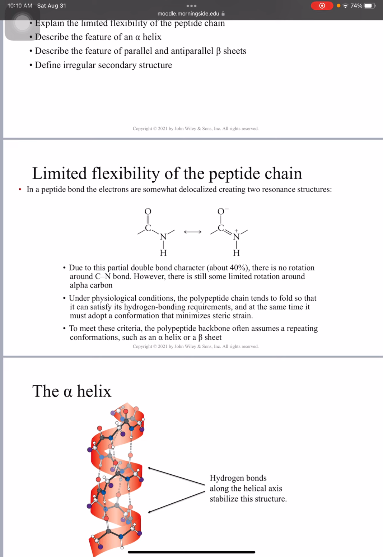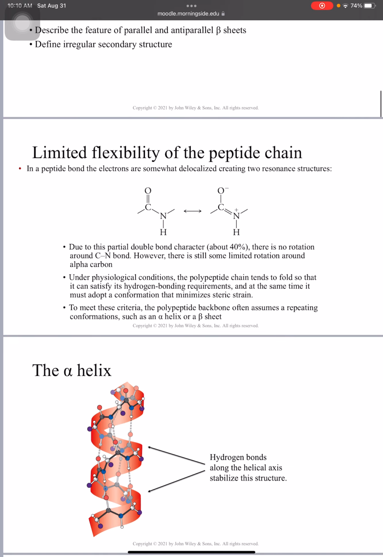You do still have some other single bonds within the peptide backbone that can rotate, right? So it's kind of a balance here. You have some mobility, but it's limited. Basically, what the protein chain tries to do as it folds is fold so that the polypeptide backbone can have the best optimization of hydrogen bonding.